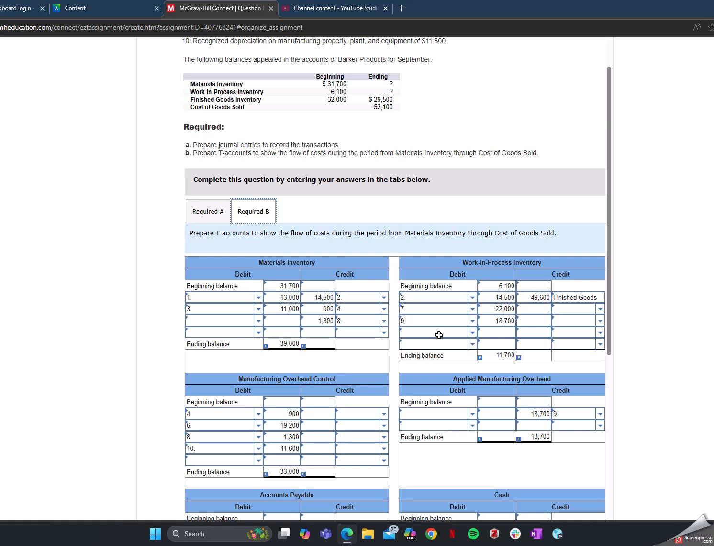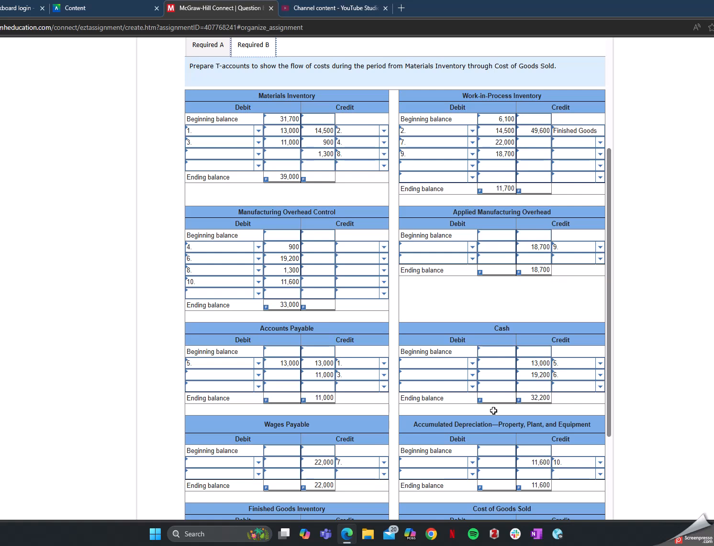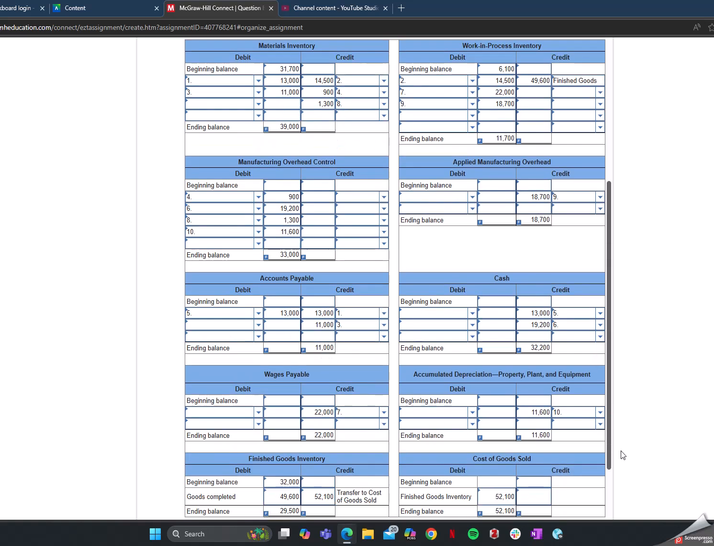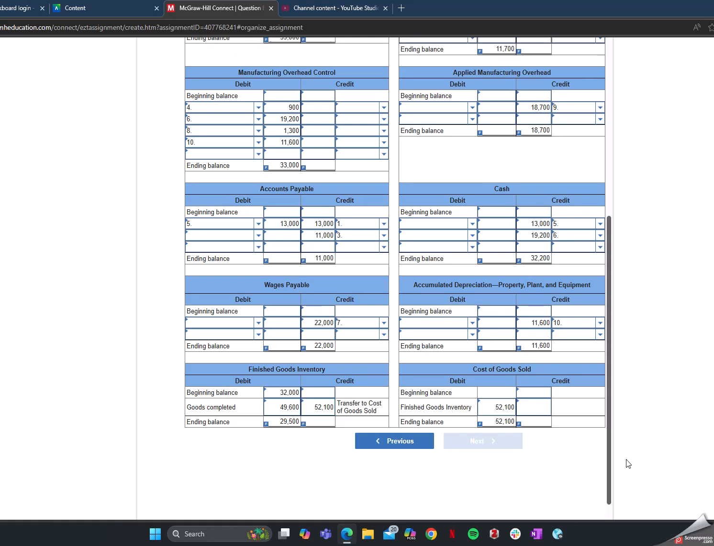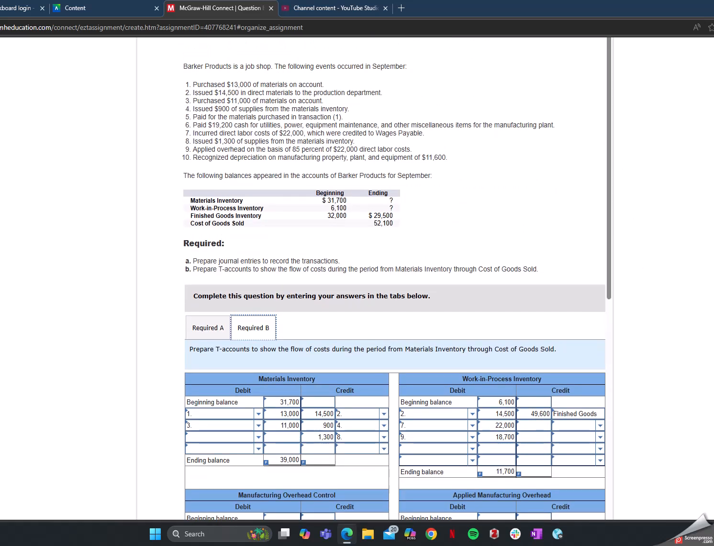Okay, then in part B, they have you trace those through the T accounts. So again, you have to reference which journal entry it is, put in your debits as we purchase the materials, and your credits as we issue those out into work in process. Your labor comes in from your wages payable. Then we pay those accounts payable. This is also good practice of tracing all those journal entries into T accounts so you can calculate that ending balance.